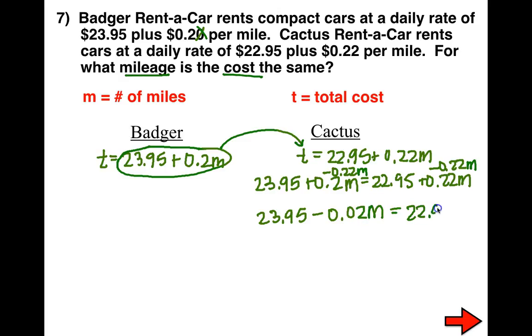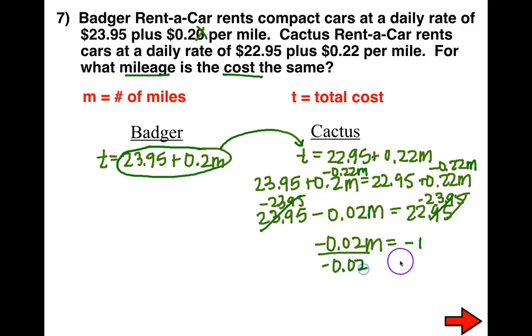equals 22.95. In that case, since my variable's on the left, I've got to move my constant over to the right. So let's go ahead and subtract it from both sides, which would leave me with negative 2 cents m equals a negative. These would be 0, 0, leaving me with just $1 left. Now divide both sides by negative 2 cents. And I'm going to be left with m equals.